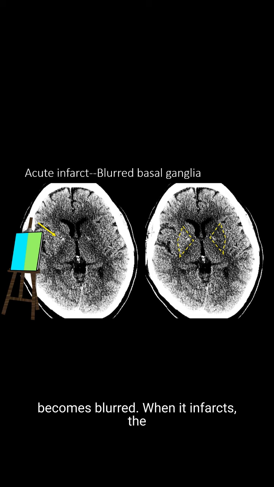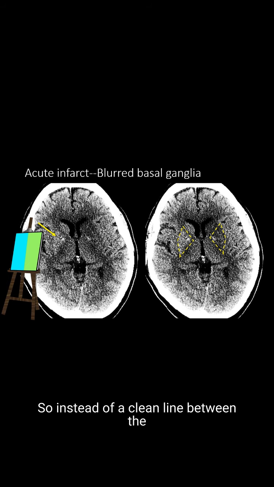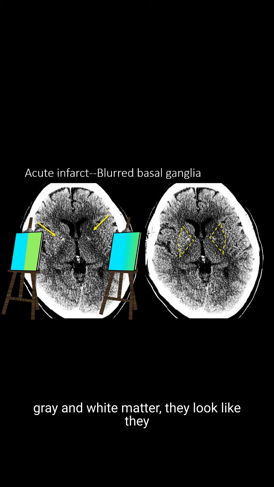When it infarcts, the lentiform nucleus becomes more edematous. And so it becomes lower density because of the increased water content, making it similar in density to the white matter. So instead of a clean line between the gray and white matter, they look like they are smeared together, like the white matter has just been smeared into the gray matter.